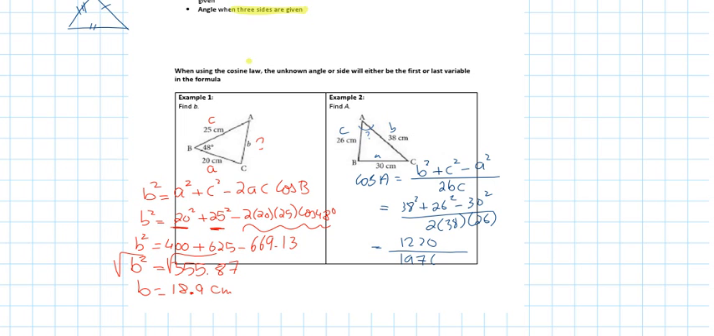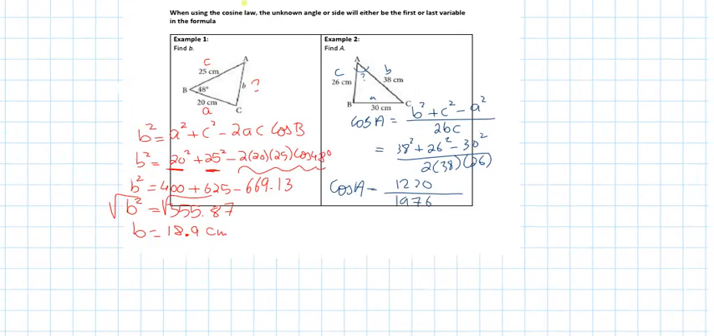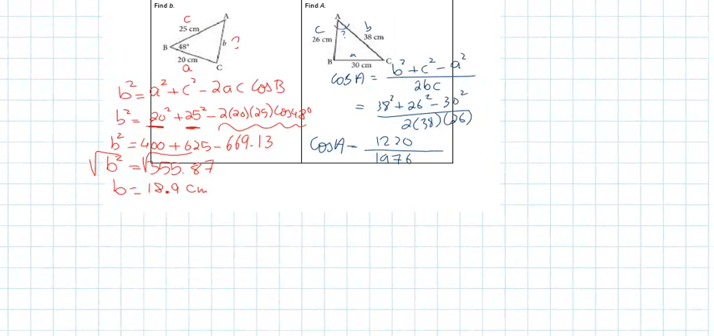And then you do cos A equals this. So in order to find angle A, since it's cos A equals this, what do I have to do? Inverse. When you're doing the inverse, you can enter this in the calculator as cos inverse, bracket 1220 over 1976, close bracket, or you can find the fraction to 4 decimal places and then do cos inverse.